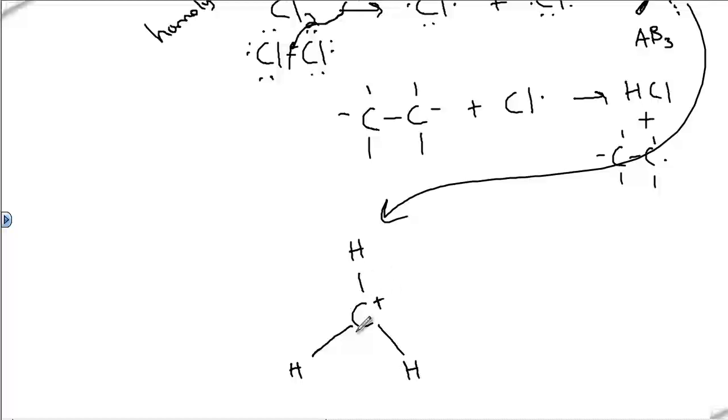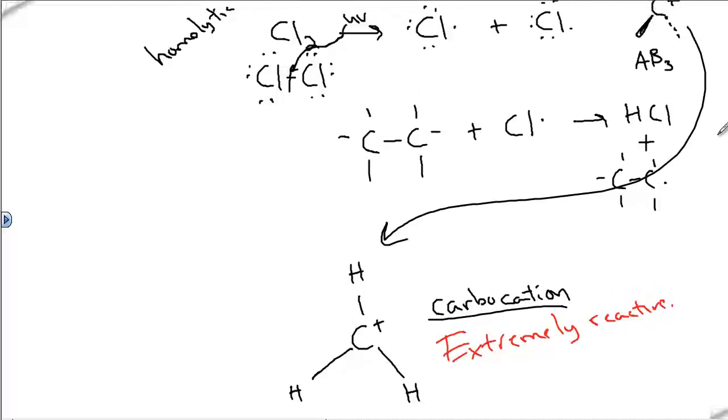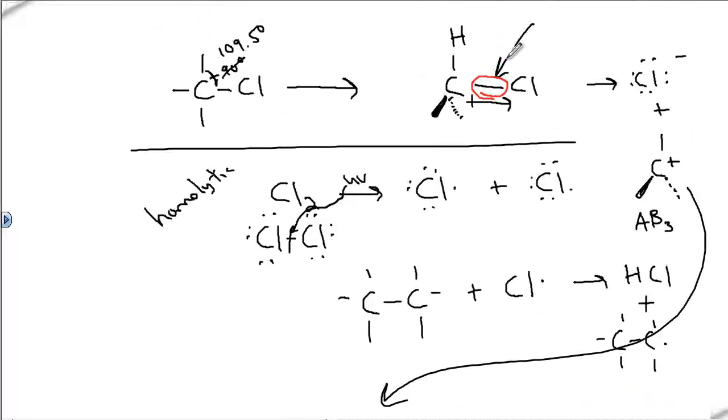This is a positively charged carbon. This has a name. It's called a carbocation. Extremely reactive. That's going to play a big role in our upcoming unit here in this upcoming video. And the reason, remember, for leaving this behind, is that original bond broken here was polar, and the electrons were closer to chlorine, so it makes much more sense for them to take it with it.